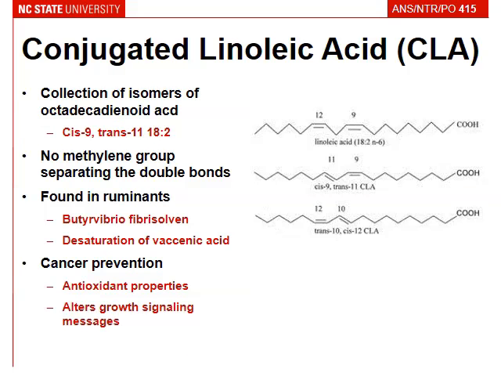The next fatty acid that we're going to talk about is conjugated linoleic acid, or CLA. You may have heard about this. There was a lot of research investigating CLA in the late 1990s and early 2000s. Basically, CLA is a collection of isomers of octadecanoic acid, and the most common one is cis-9, trans-11. So it's 18 carbons long with 2 double bonds. Here we have linoleic acid compared to cis-9, trans-11 CLA.